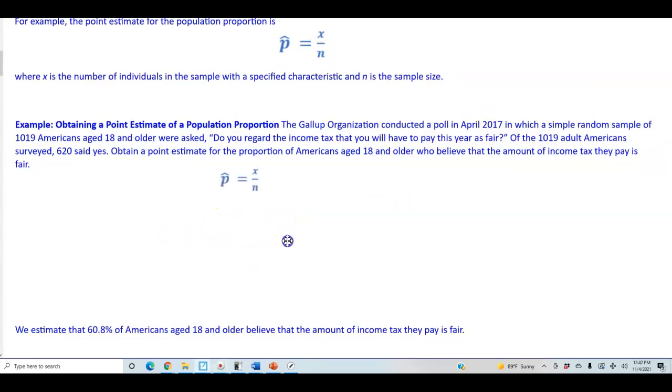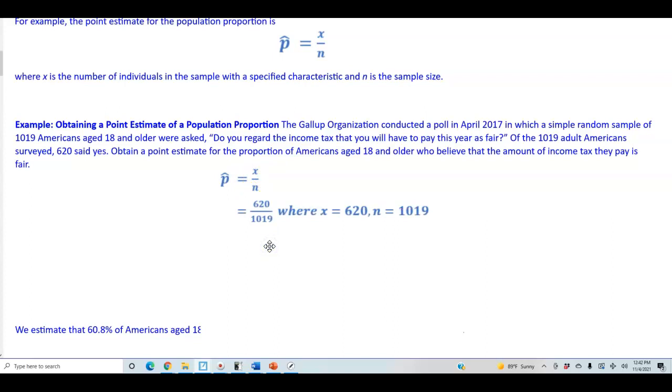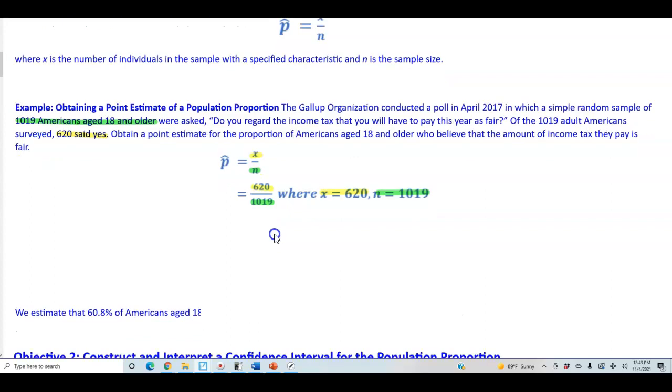So the first thing we need to do is use the formula for the point estimate, which is x over n. In our problem, x represents the specific characteristic, where x is equal to 620, those who said yes, and that's going to be in our numerator. And then the value of n represents the sample size. In this case, it's 1,019 Americans aged 18 or older, so n is going to equal 1,019.